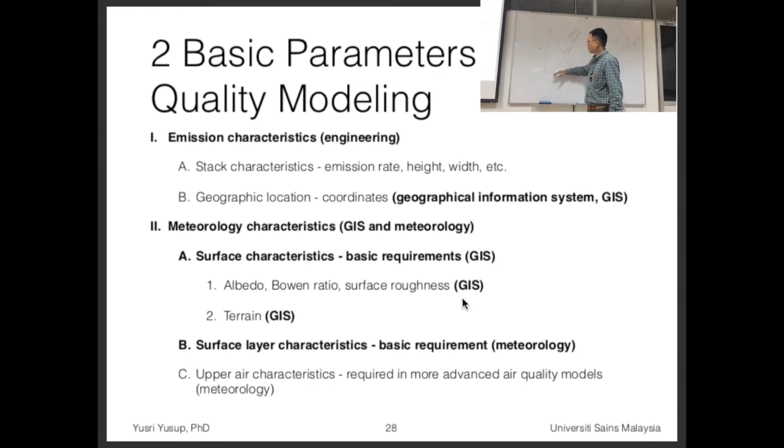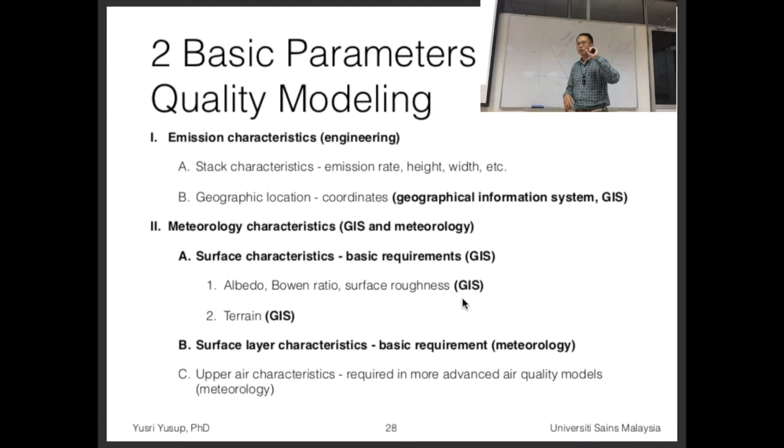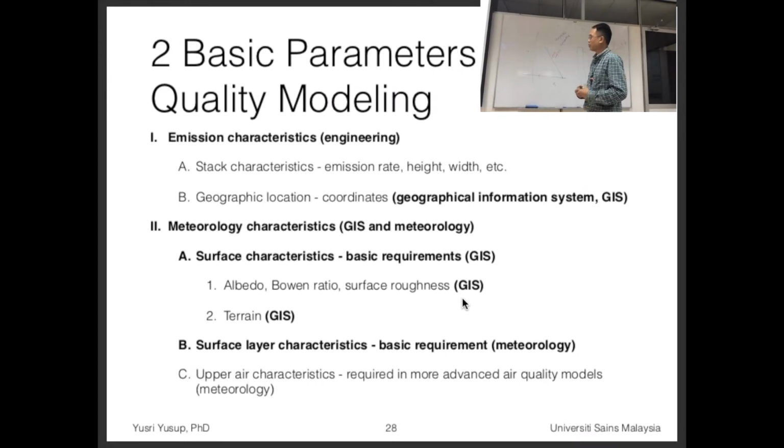So if albedo is low, it will absorb more heat, so the surface tends to be hotter. If the albedo is high, then it absorbs less heat, so the surface tends to be cooler. So these characteristics affect the surface, which affects the temperature profile. Bowen ratio, you know, is a ratio between the sensible heat over the latent heat, and that also affects the temperature profile, how unstable or stable the atmosphere is. And the last surface characteristic is surface roughness.